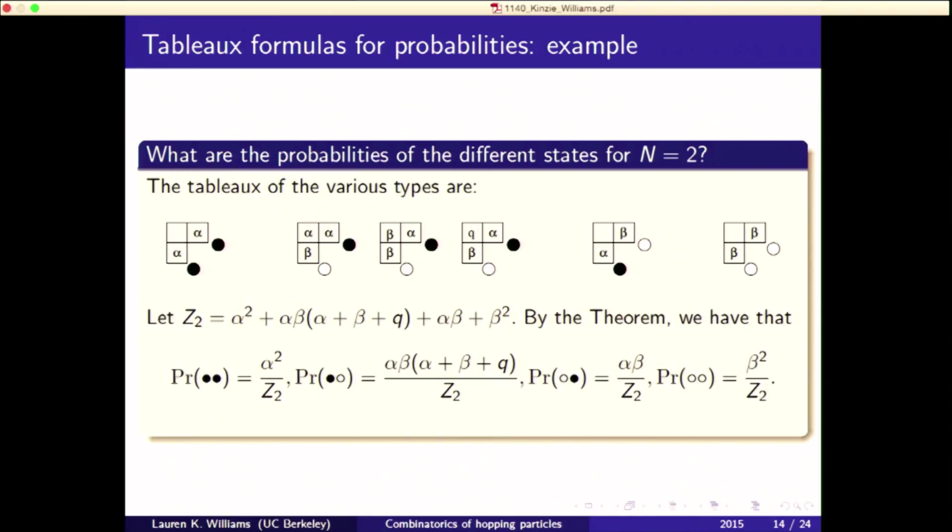And now by the theorem, this allows us to compute all of our probabilities. So the probability of particle-particle is alpha squared, exactly what we get from that tableau. The probability of particle-hole is the sum of these three monomials. The probability of hole-particle comes from this monomial, and the probability of hole-hole comes from this tableau here. Okay, is that clear?